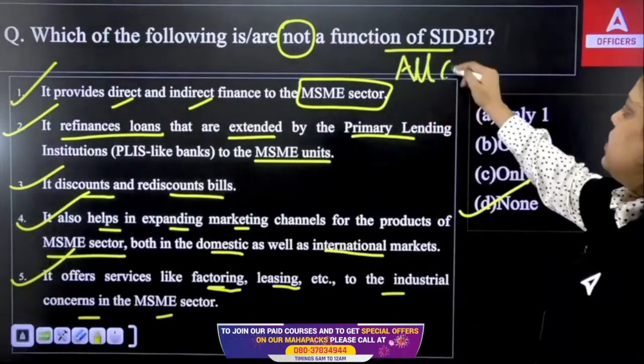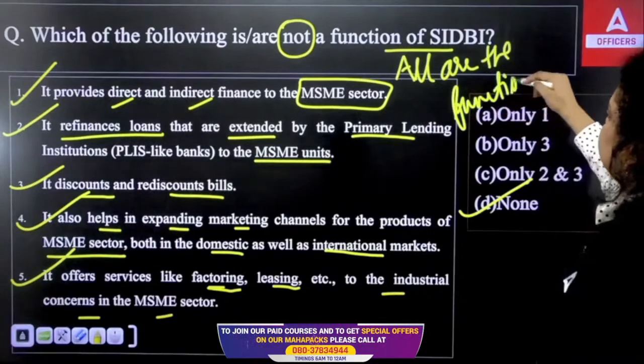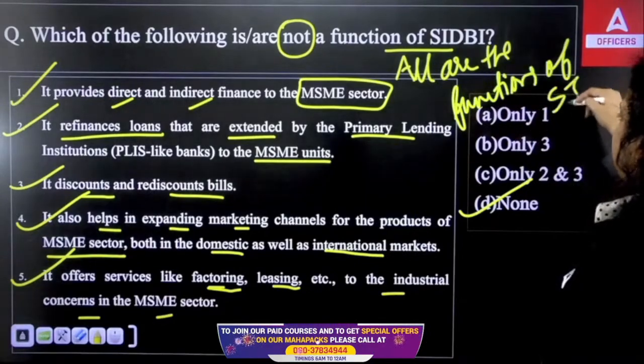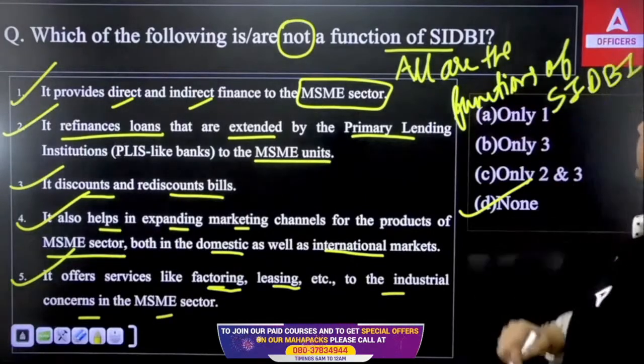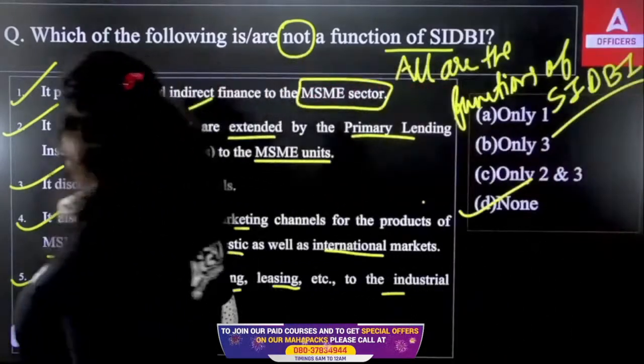All are the functions of SIDBI. None of them is wrong. So the right answer will be none. Okay, D option will be your right answer.